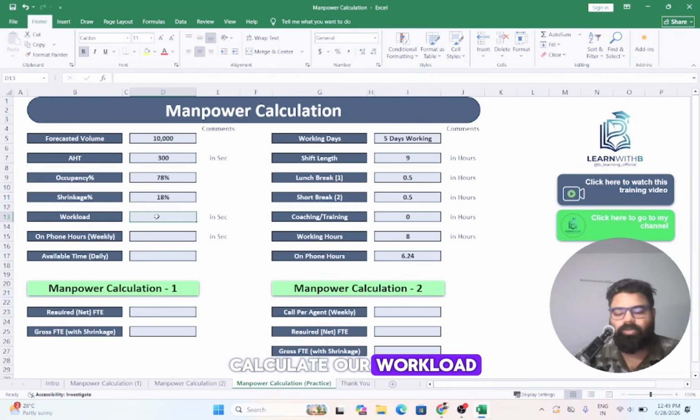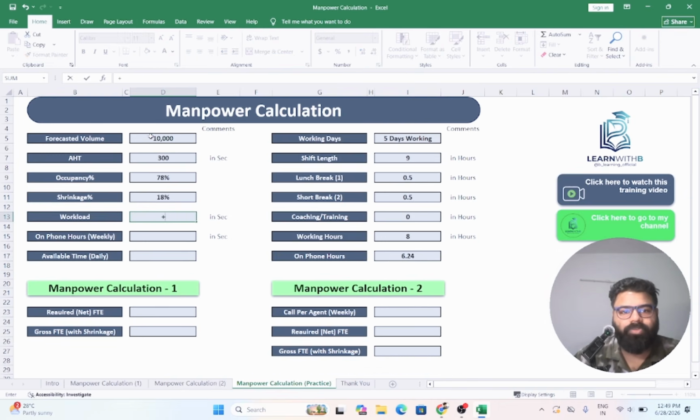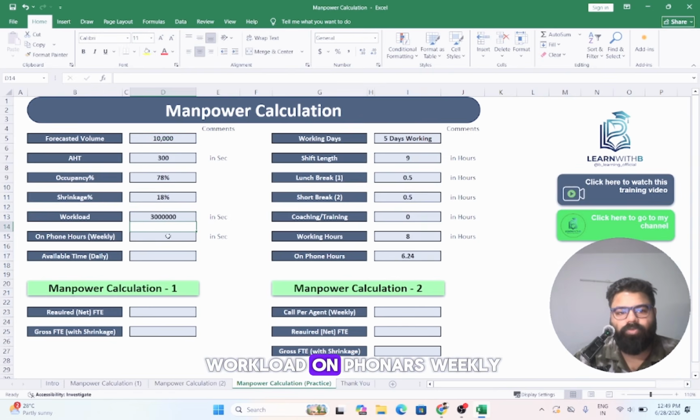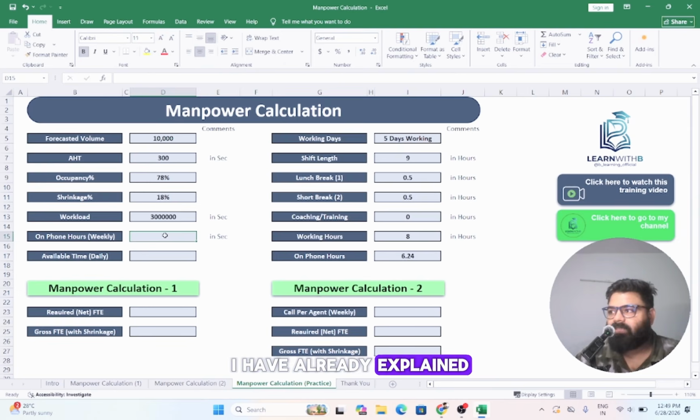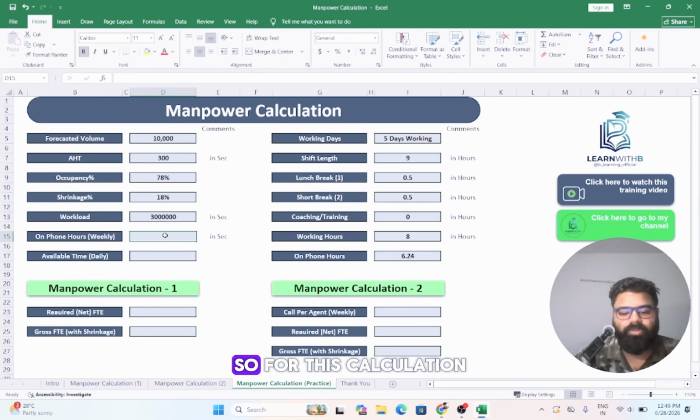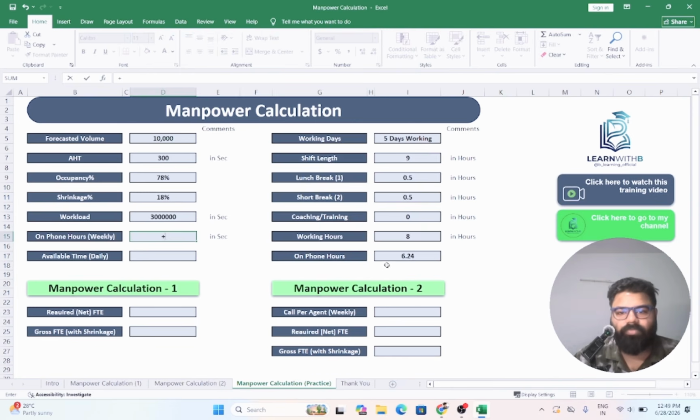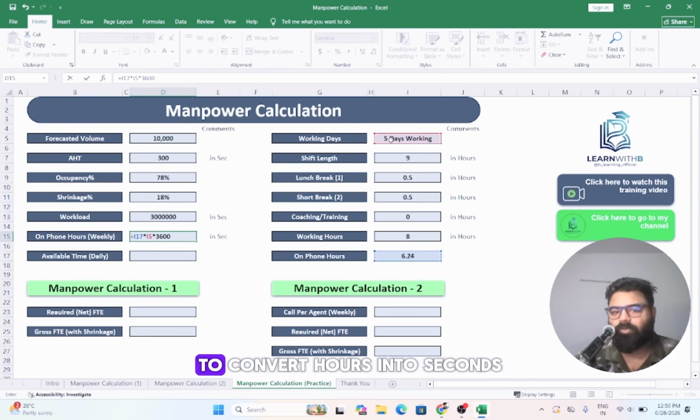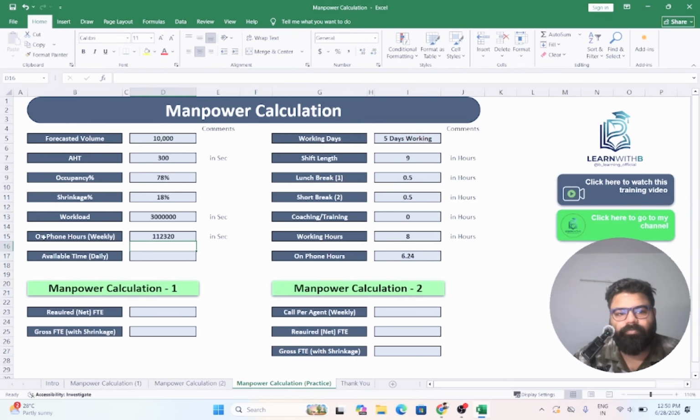Now let's calculate our workload. I told you how to calculate it: volume into AHT. This will give you your workload. On phone hours weekly, I have already explained this calculation also. For this calculation, I'm going to take our on phone hours into my working days into 3600 to convert hours into seconds. So this is our on phone hours weekly.